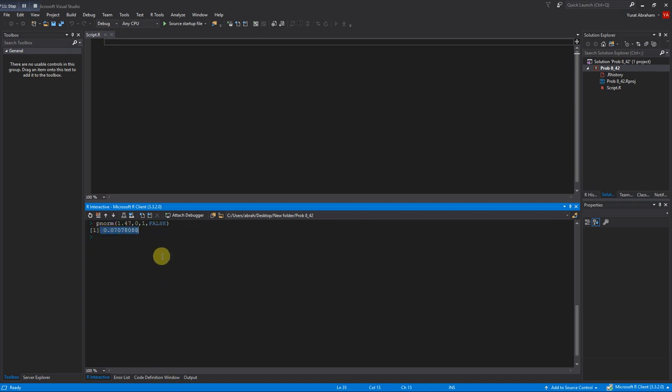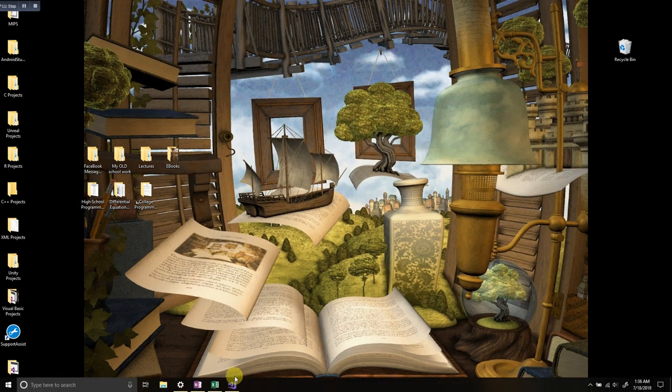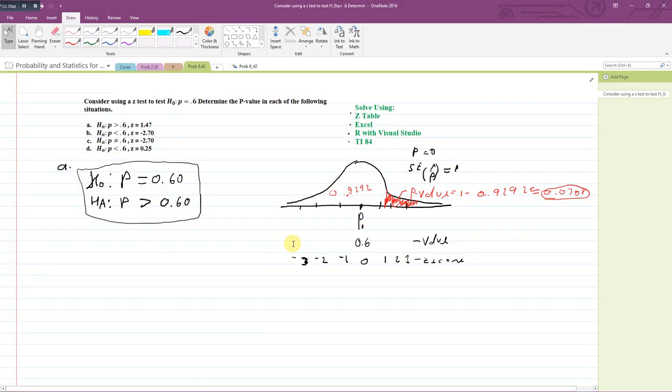Okay, so that matches up with the one over here. And remember, that's the upper tail, which we just did right now. Now when we do letter B, which I'm going to show you in a second, that will be the lower tail. So instead of doing false, we're going to do true in the R program.